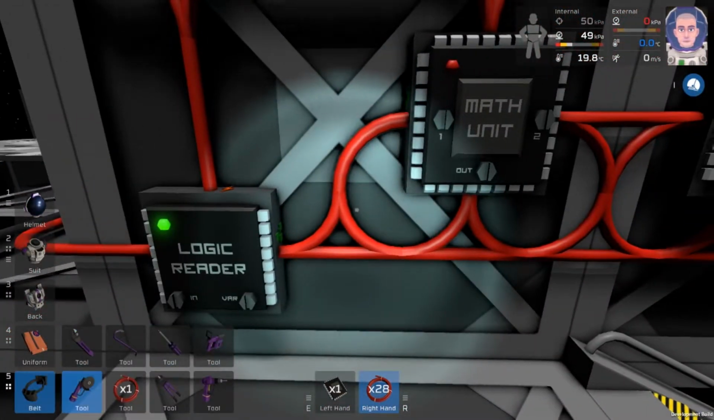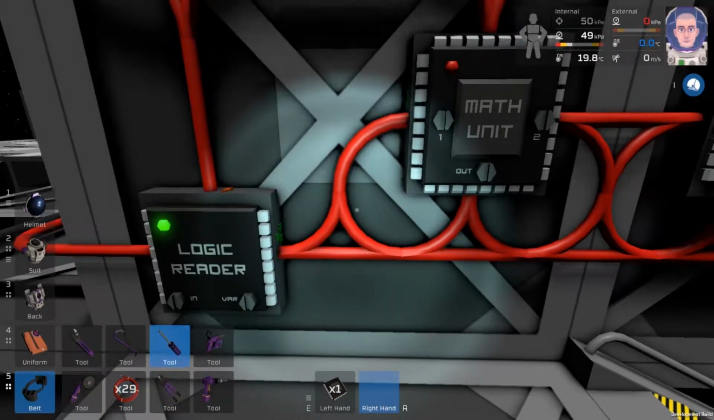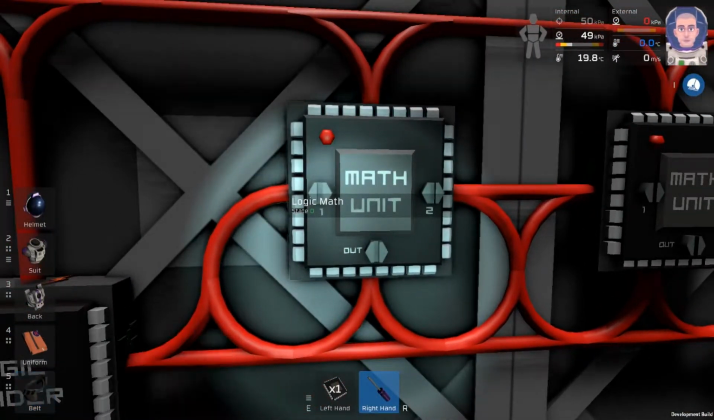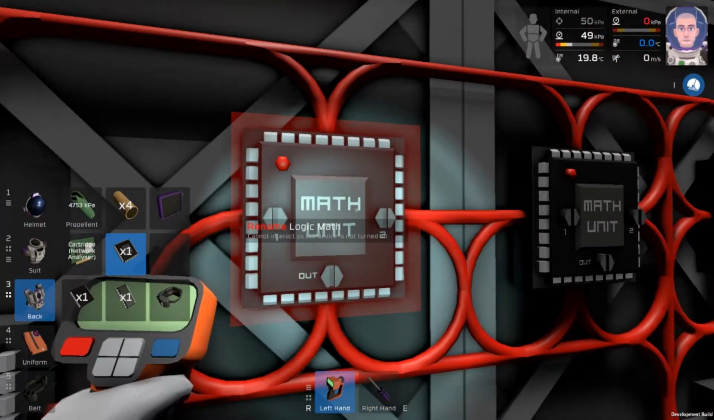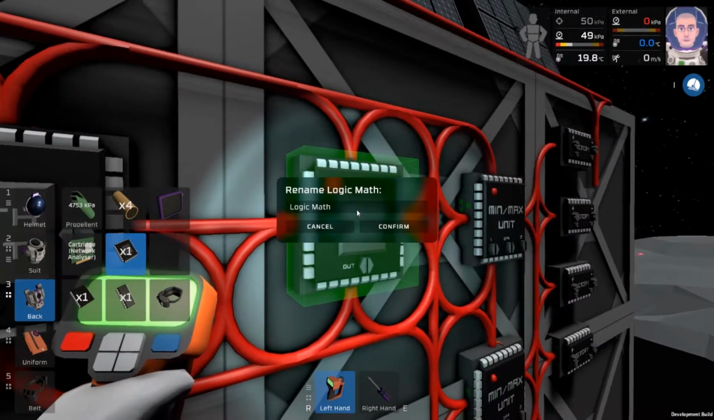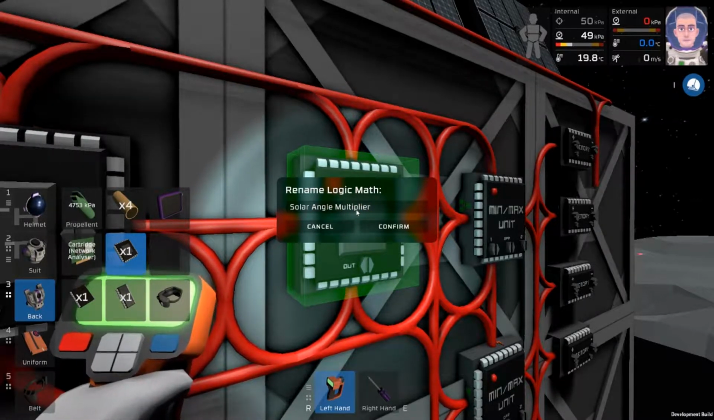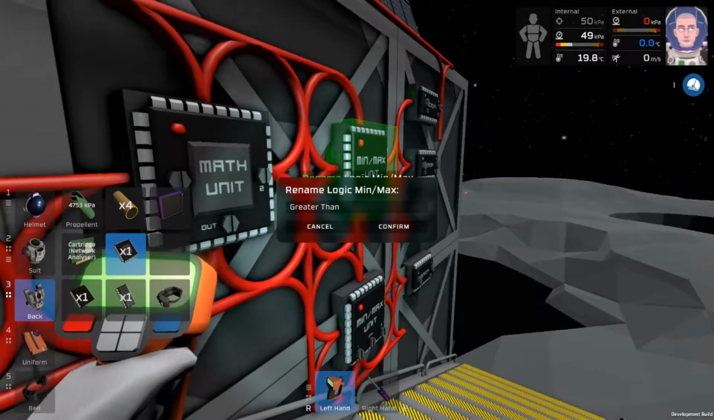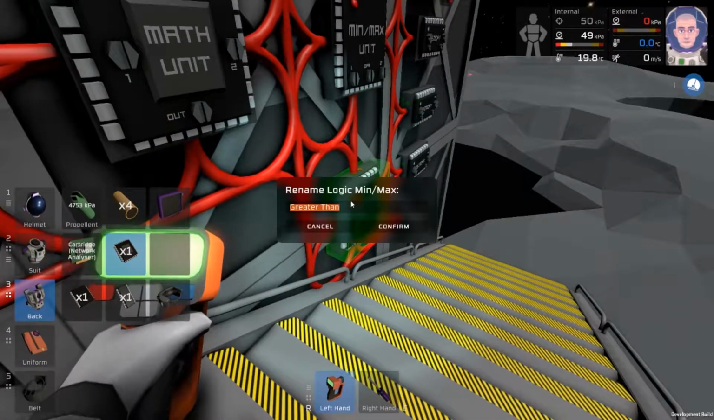Now, what we're going to put this up for right now, because we'll need it back in a minute. We're going to start doing our stuff. So let's go ahead and grab our labeler and let's label these guys. So this is going to be solar angle modified. And this is going to be solar angle multiplier. This is going to be greater than. I always do that. And this is going to be less than.